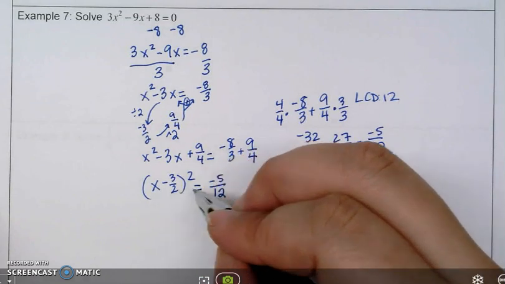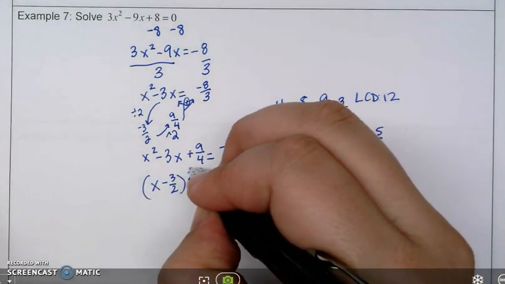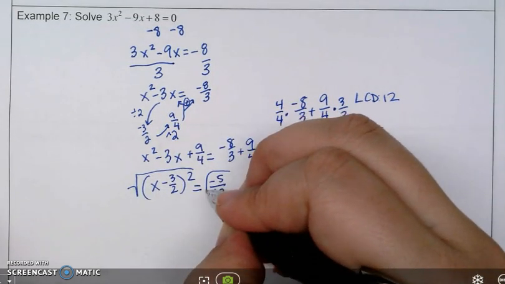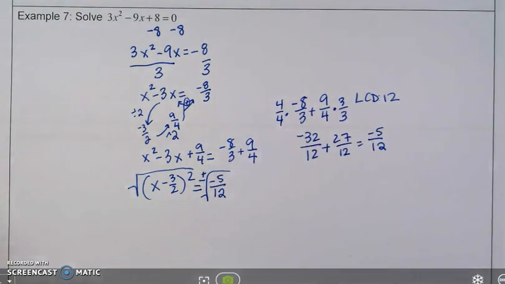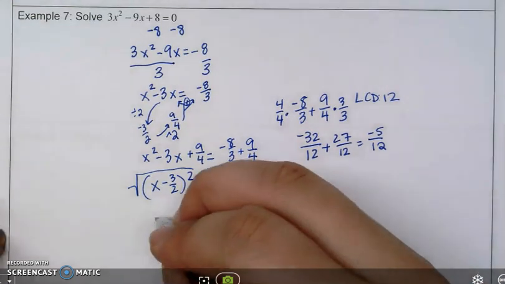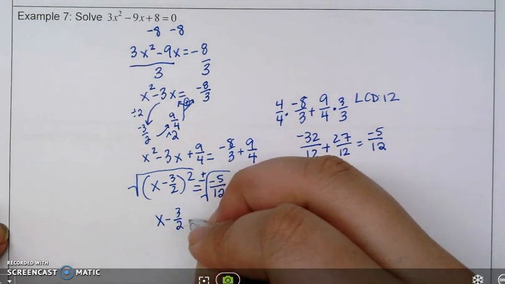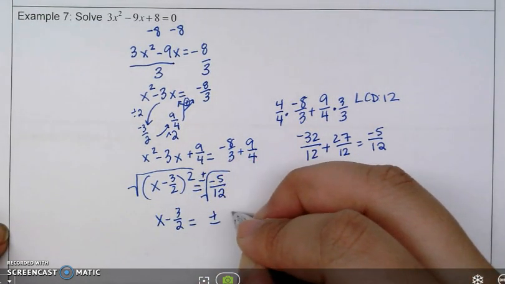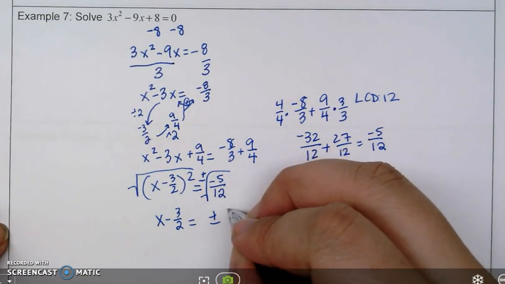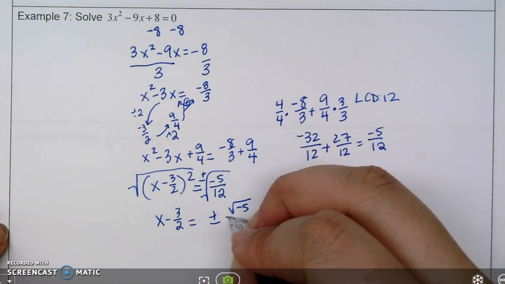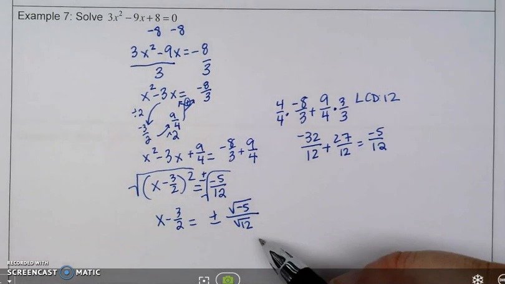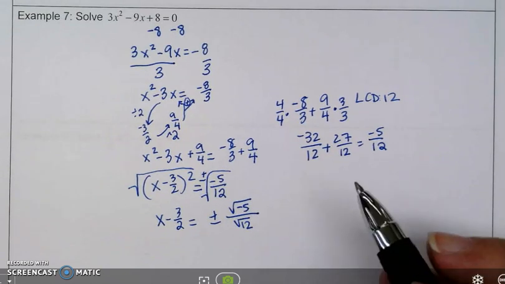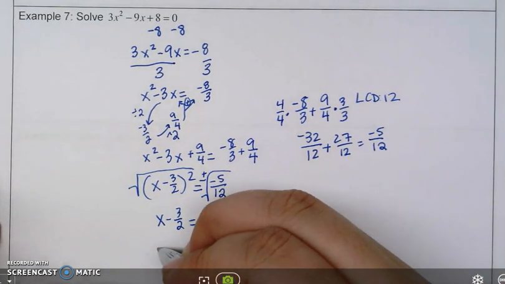Okay, now I have a perfect square. I can use the square root property, meaning I take the square root of both sides. I decided to take the square root, so I need the plus or minus. So I have x minus 3/2 equals plus or minus, and I'm going to go ahead and split my radical. Square root of negative 5 divided by the square root of 12. The reason I decided to use that quotient property there is because both of these simplify a little bit, but not all the way. So I'm going to keep looking.